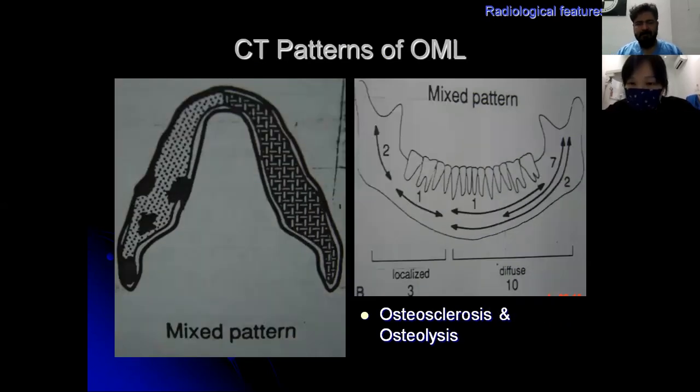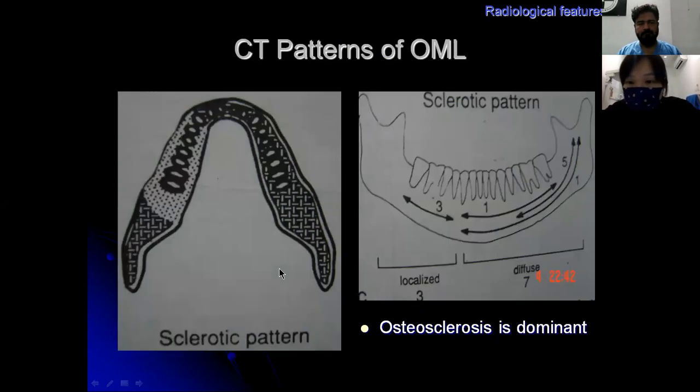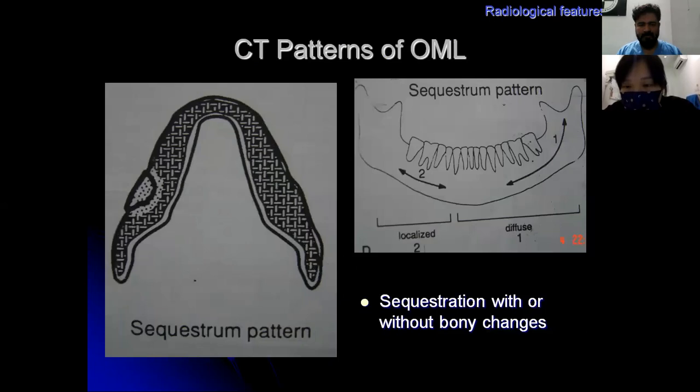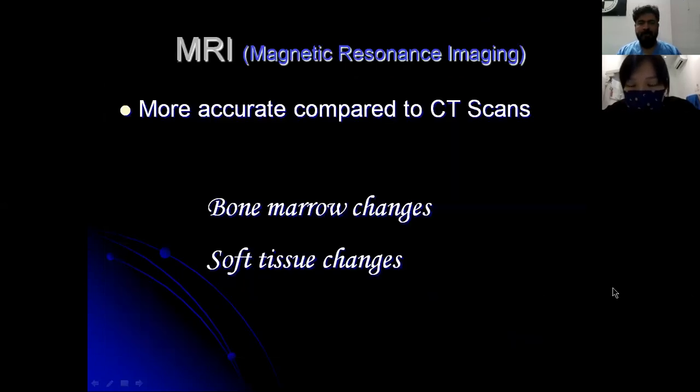Now this is the mixed pattern. It shows osteosclerosis and osteolysis also. Sclerotic pattern. Sequestrum pattern: in the sequestrum pattern, the whole of the mandible is normal, only one part is gone. Now in MRI, it is most accurate compared to CT scans, and it shows the bone marrow changes and soft tissue changes also.